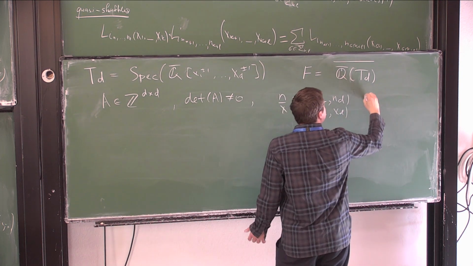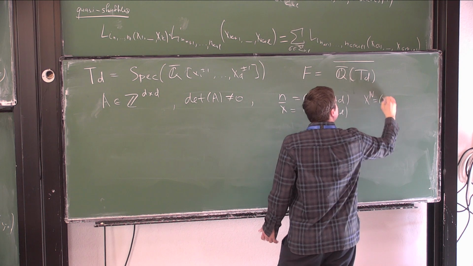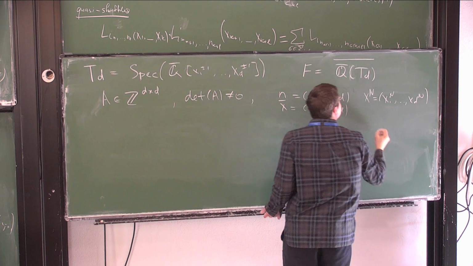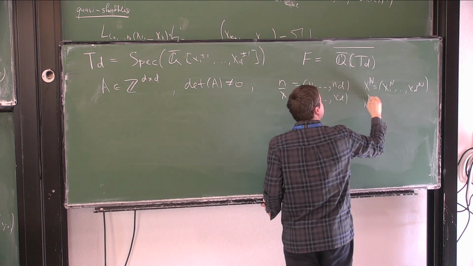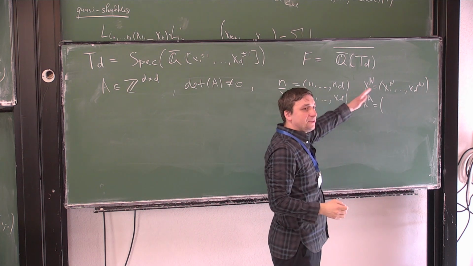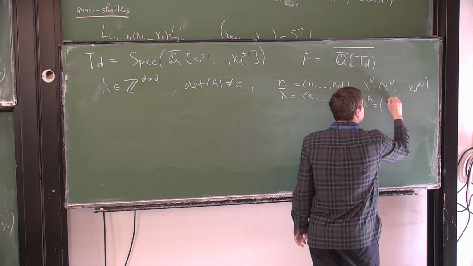So whenever I write things like x to the n, I actually mean the vector x1 to the n. And when I write x to the power matrix, it should be read as matrix multiplication, but in exponents.